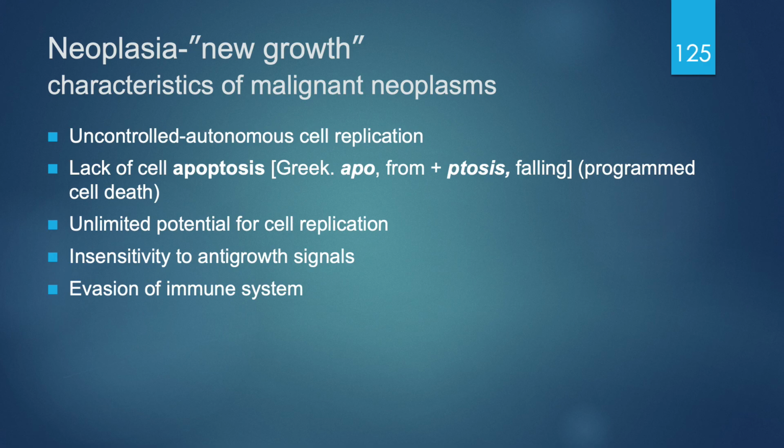They also lack normal cell apoptosis, which is programmed cell death. So at a certain point, cells die and the new cells come up to replace them. But in a cancerous lesion, these cells don't just die, they just keep growing and growing and growing. So they basically live forever like vampires. Also, they have an unlimited potential for cell replication. They'll just keep going and spread throughout the entire body. They're insensitive to anti-growth signals, and they also evade the immune system, and that is key. And this is also a key in some of the newer modalities of treatment for cancer.